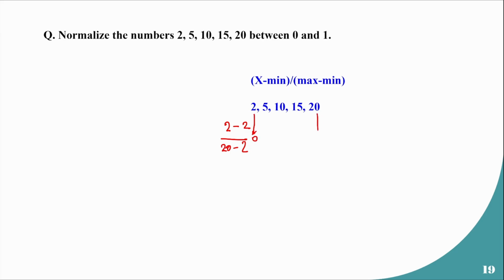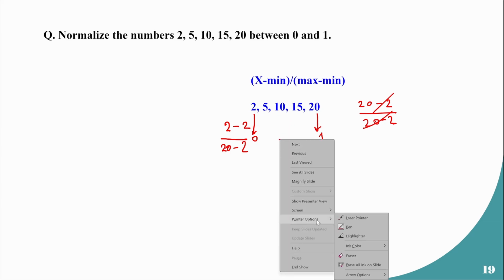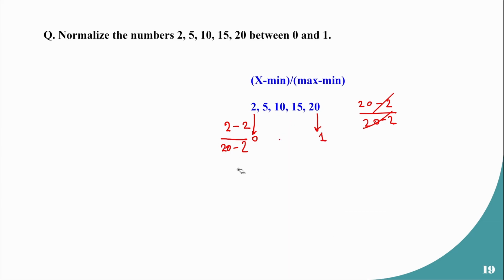Similarly, if you take a look at the maximum value 20, what will it be? X in this case is 20, x minus min, and then max minus min again is the same thing. So it will just cross out, right? It will be 1. So now you see, you have the lowest value as 0, the highest value as 1, and then the middle values will have some sort of values transformed in between the range of 0 and 1.